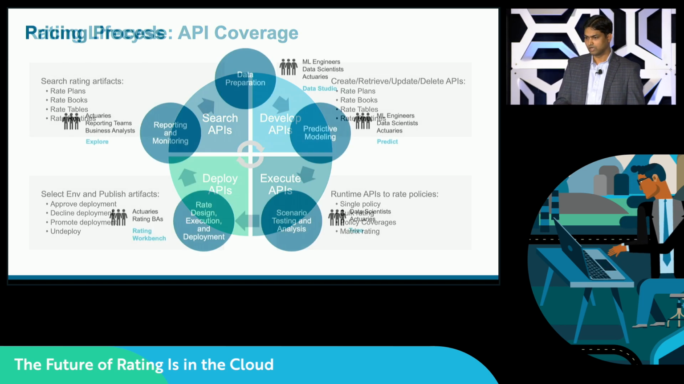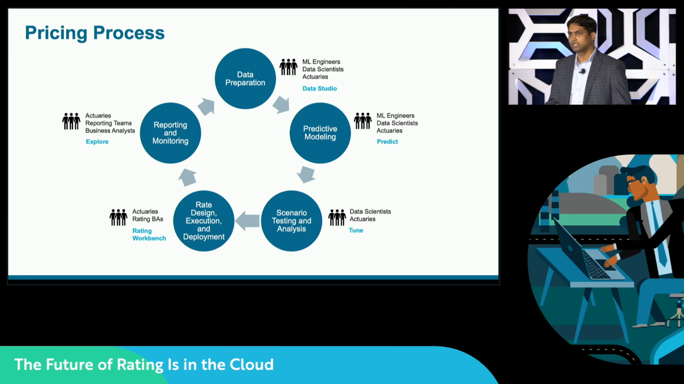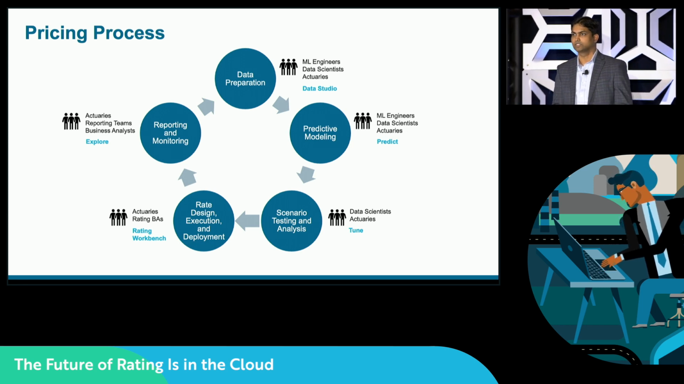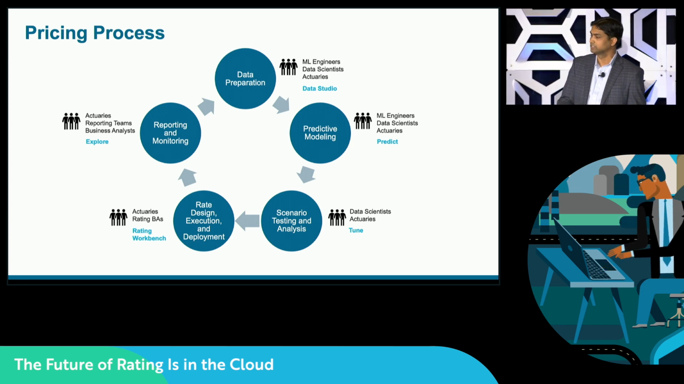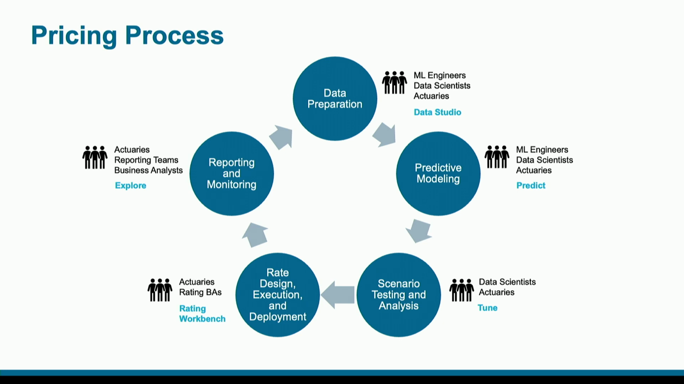So moving on, how are these rating APIs useful? Let's take the example of the pricing process, which many of you might be familiar with. Pricing is a very complex process, and you know that actuaries need to collaborate with different teams, and most often these different teams work in different systems. That means switching around between teams and between systems to be able to complete the whole pricing process.